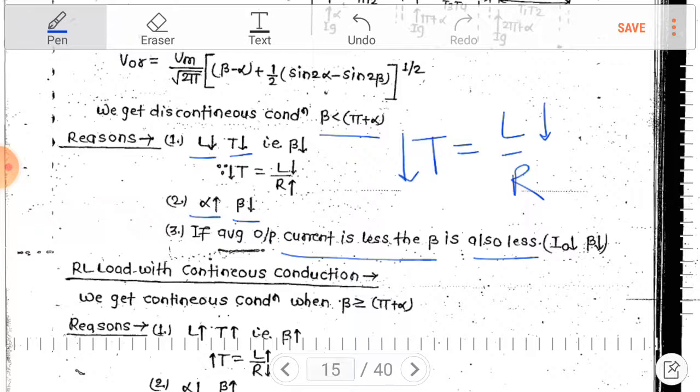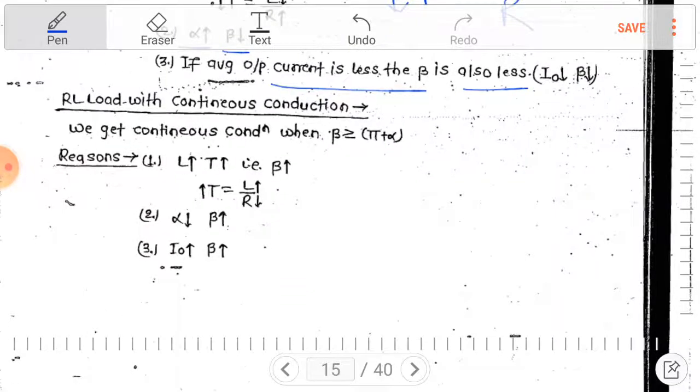So what do we have to do for continuous conduction? Beta should be greater than or equal to pi plus alpha. How can we achieve this? By increasing the inductance, the time constant will increase and beta will also increase. We have to reduce alpha, so triggering will be as early as possible. We have to use alpha less than beta. And the magnitude of the average output current is also increased to get continuous conduction.